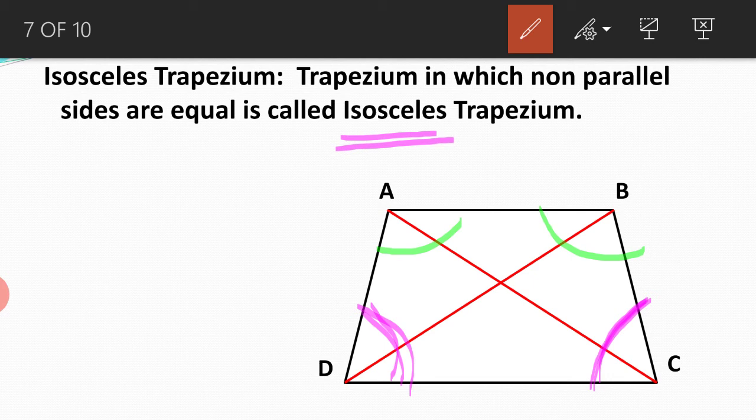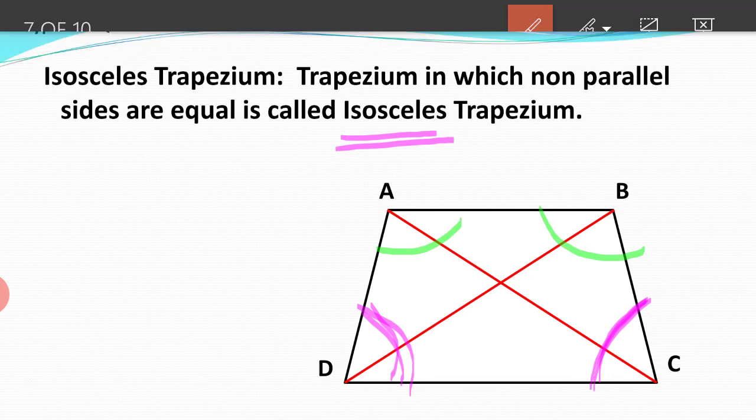And that property is again true. Angle A plus angle D is equal to 180 degrees. Angle B plus angle C is equal to 180 degrees. And angle A is equal to angle B, angle C is equal to angle D. So which 2 extra properties does isosceles trapezium show? Diagonals are equal and base angles are equal.